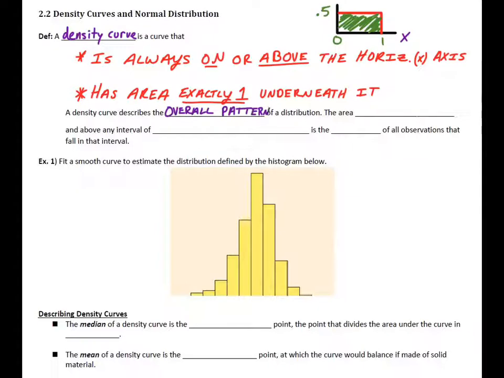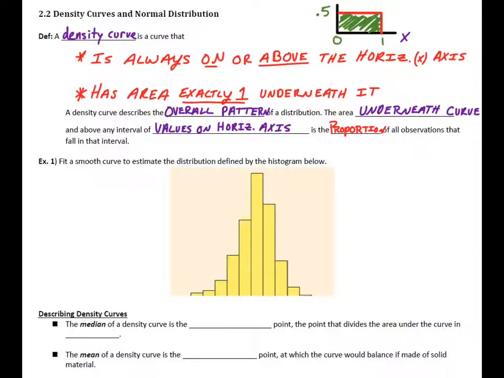Okay, so the next part there. A density curve describes the overall pattern of a distribution. The overall pattern is what it describes. The area underneath the curve and above any interval of values on the horizontal axis is the proportion of all observations that fall in that interval. Okay, so it probably doesn't mean a whole lot to you right now, but we'll get to that. That's just the formal definition.